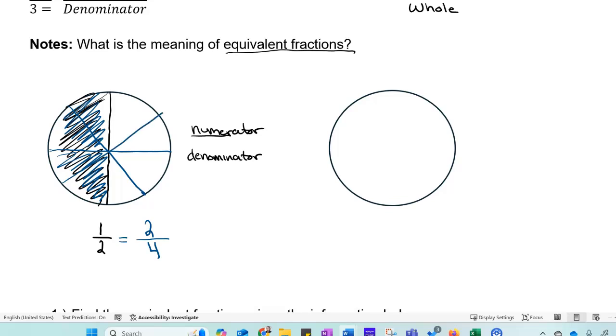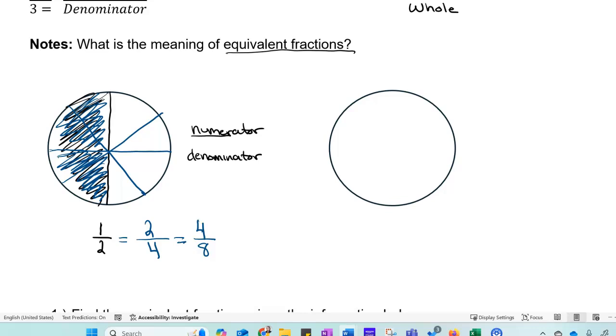Okay, and now we have a total of 8 pieces. So that is our new denominator. And then we have 1, 2, 3, 4. So 4 of those 8 are shaded. Okay? So that is how to visualize what a fraction is, and then also how to identify equivalent fractions. So again, equivalent fractions are fractions that are the same amount. It's just cut into a different number of pieces.